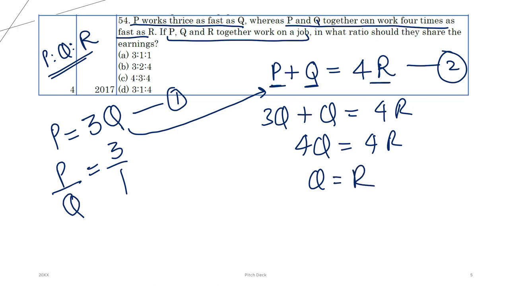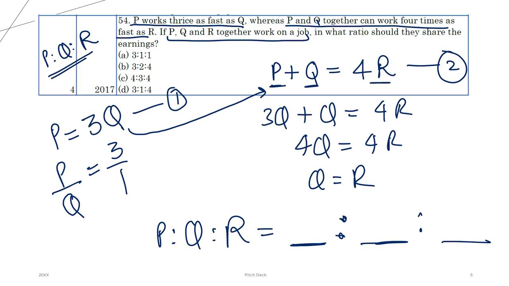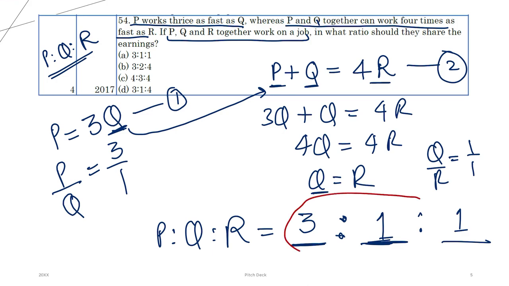So I have to find P ratio Q ratio R. So I have to fill 3 places. Since Q is the same in both cases, I am putting Q as 1. What is R? Q by R is 1 ratio 1. So R is 1. What is P? When Q is 1, P is 3. So this is the ratio of 3 ratio 1 ratio 1. So our answer is 3 ratio 1 ratio 1, the ratio in which they should be sharing their earnings. I hope this is clear.